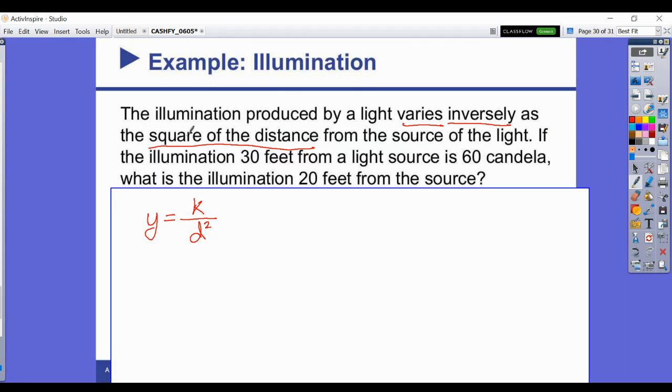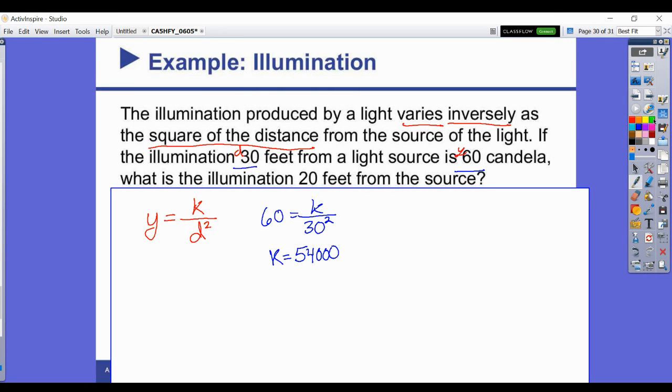Now they're going to give me some numbers. If the illumination 30 feet, that's distance, from a light source is 60, that's my y. So let's take that next sentence and put d equals 30 and y equals 60. So I'm going to put a 60 in for y and a 30 in for d, and don't forget that it's squared there. So let's solve that. 30 squared times 60 is 54,000. So k equals 54,000.